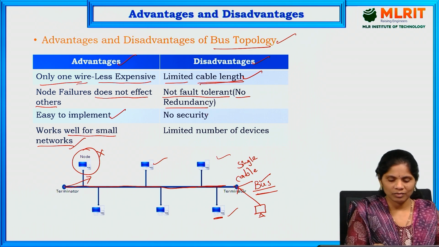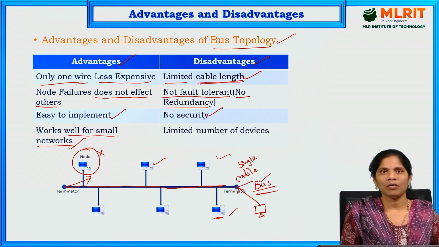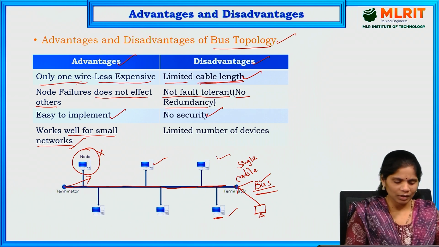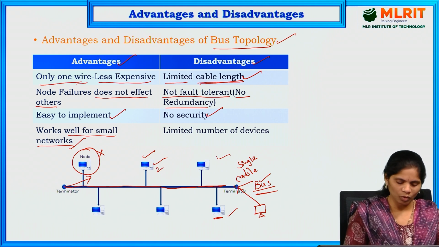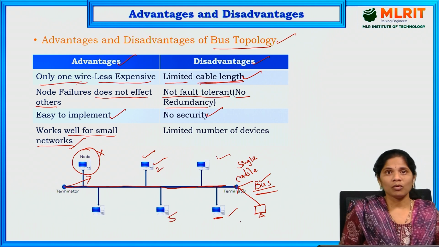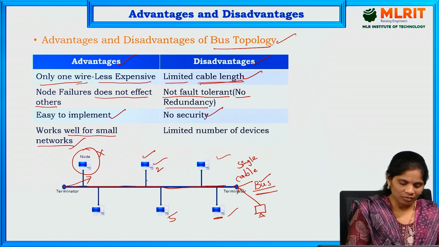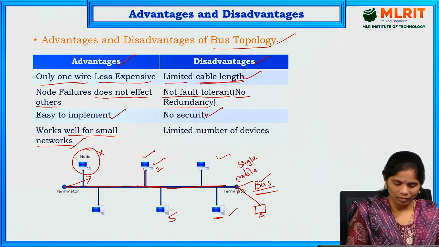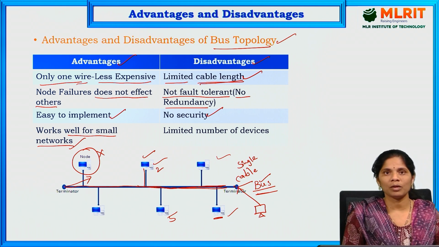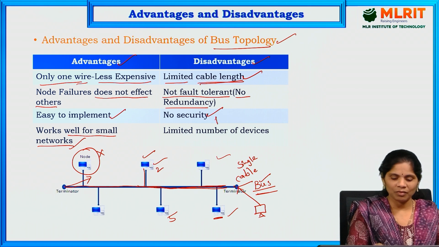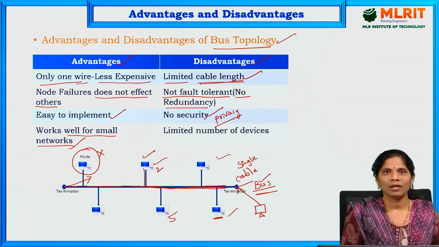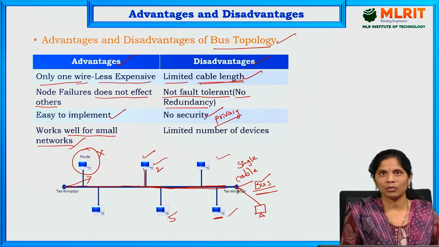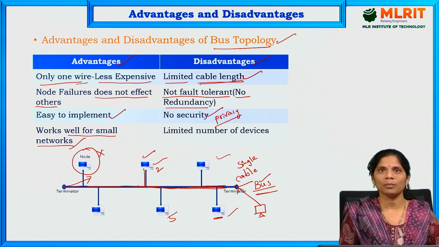The next disadvantage is no security. How is there no security? Whatever data I send from device 2 to device 5, since all devices are connected to this particular cable only, there is no privacy for that data. That signal is sent to all the devices. So there is no privacy. That is called no security. This is a disadvantage in bus topology.